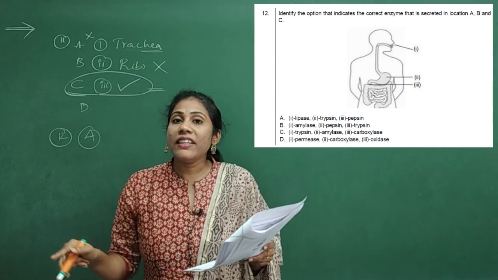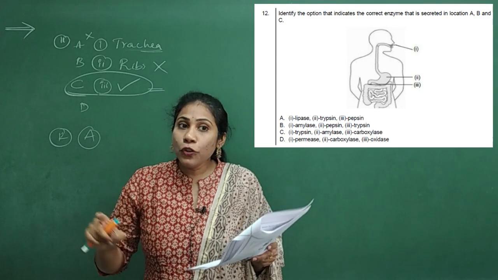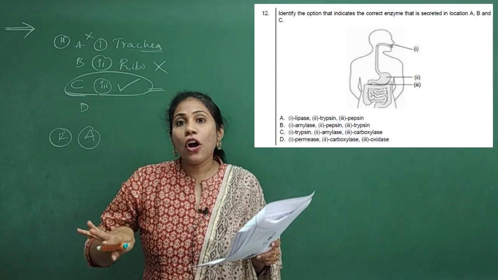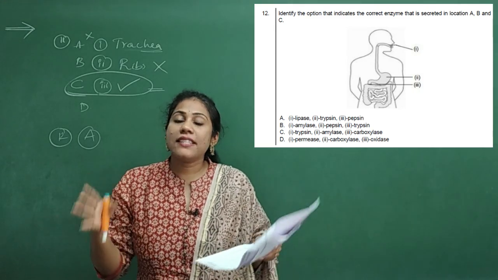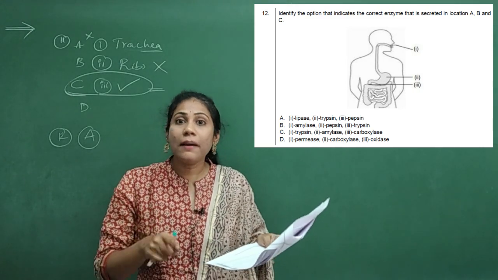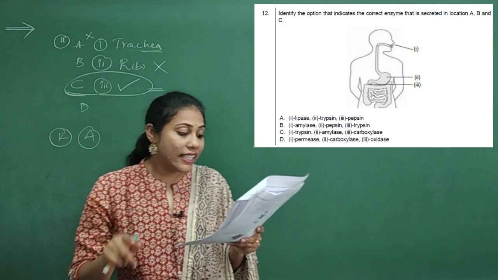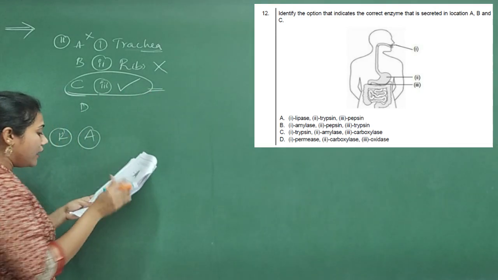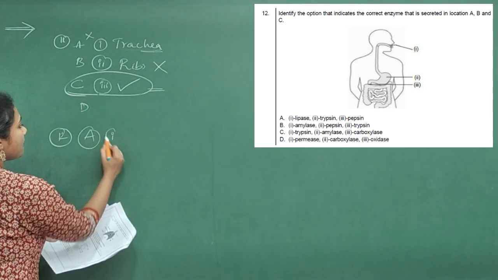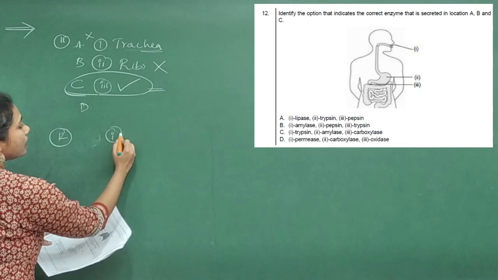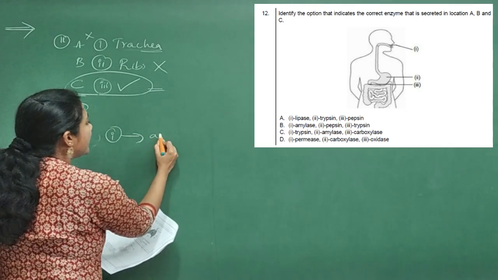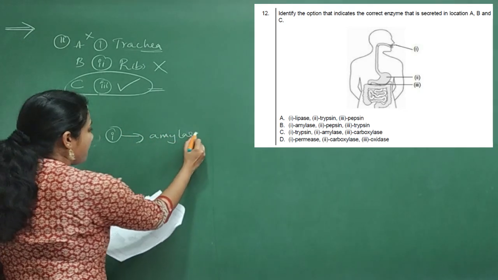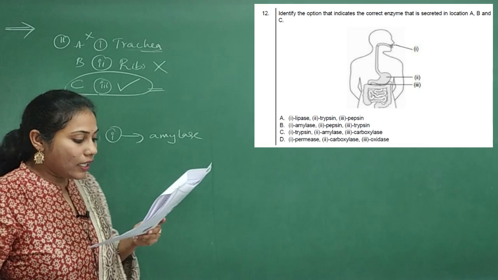What will the salivary amylase do? It will do the initial digestion of starch, right? So initial starch digestion will start in the mouth by salivary amylase. So in the first labeling, what is the enzyme associated? It is amylase.